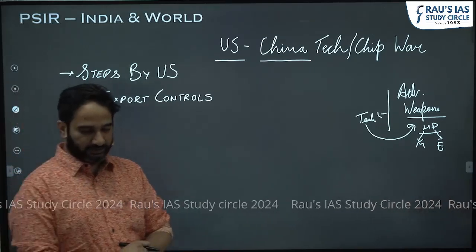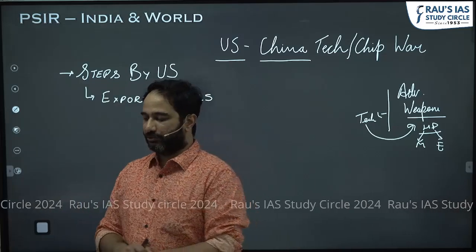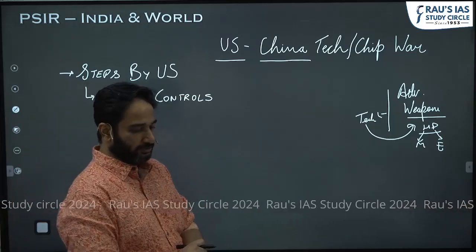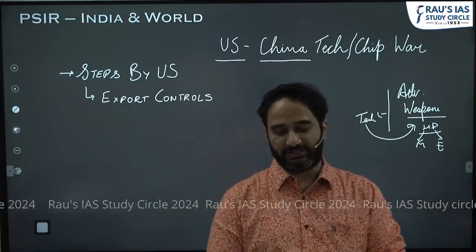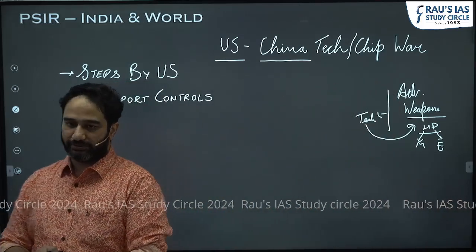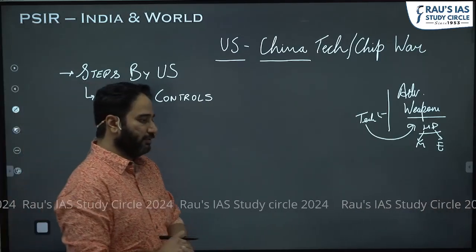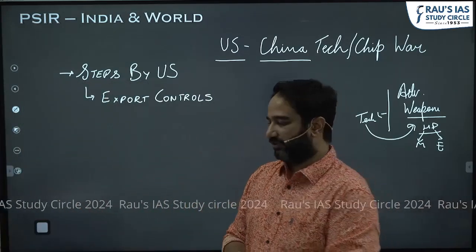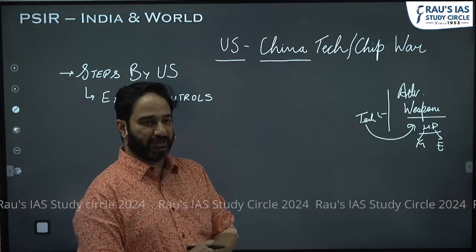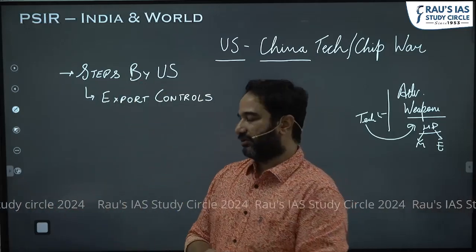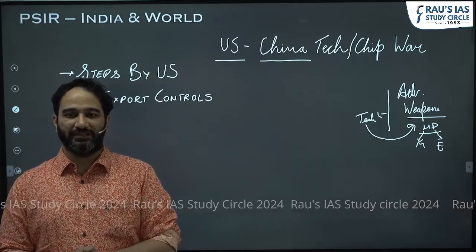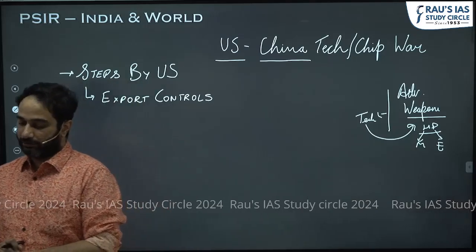Further, the United States seeks to control the exports of semiconductors in an effort to cripple the AI industry, or artificial intelligence industry, within China.